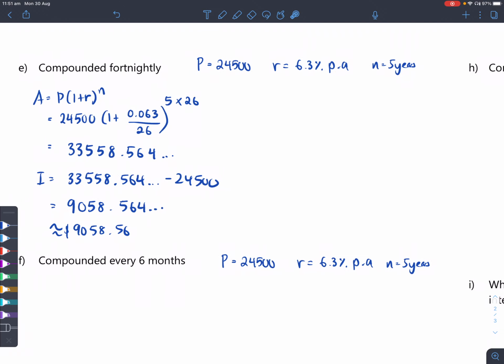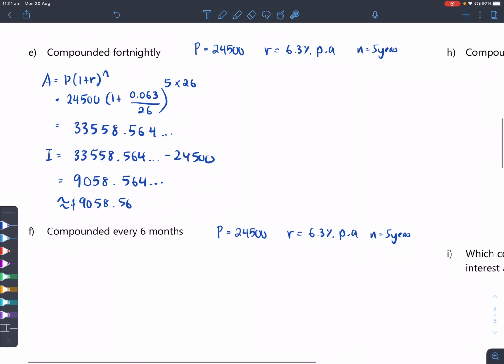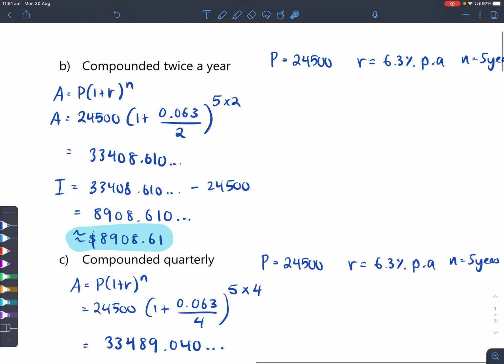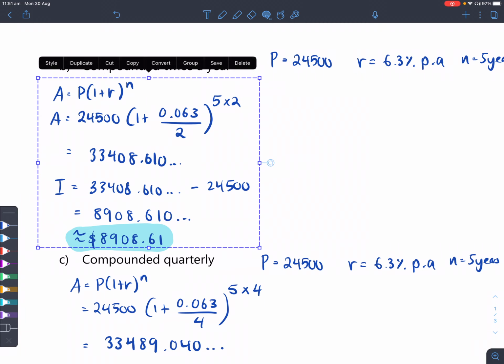Okay. Now for question F, it says compounded every 6 months. Now, this question, believe it or not, we actually already did. So I'm just going to copy paste what I did before. This is just written slightly differently. If I look back at my previous solution where it goes compounded twice a year, this is the same thing as every 6 months. Every 6 months, if you think about it, means that this happens twice in a year. So I'm just going to copy this one over.